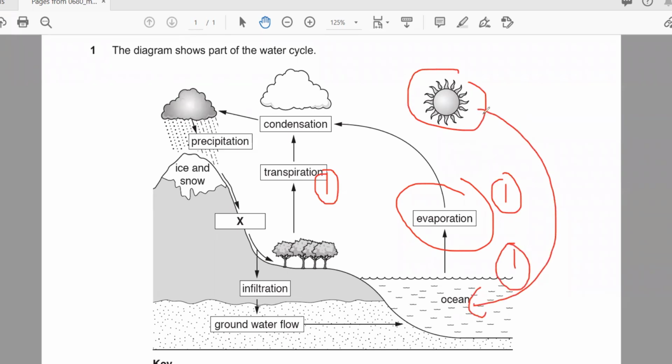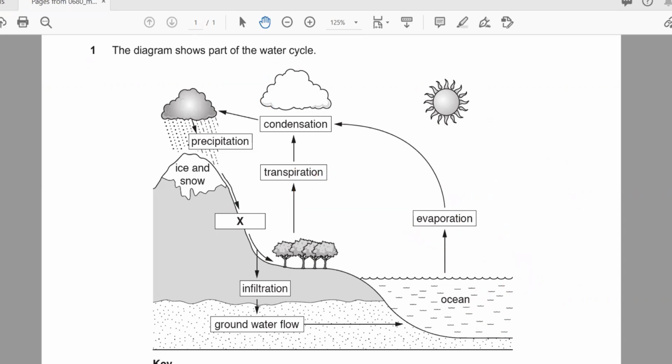So you'll start from here: due to the heat from the sun, the earth's surface water evaporates from the ocean, one, then transpiration. Then the next mark is this one, condensation. So these 4 things should be mentioned there, then you'll get the full marks.